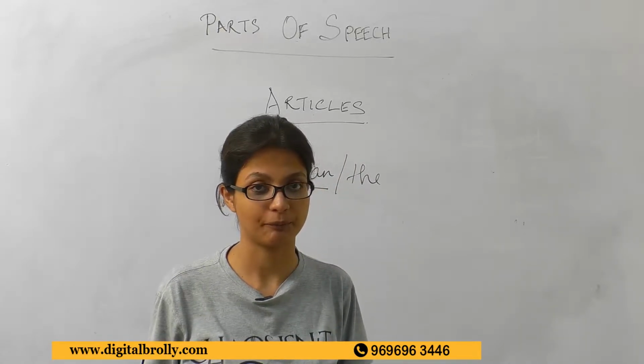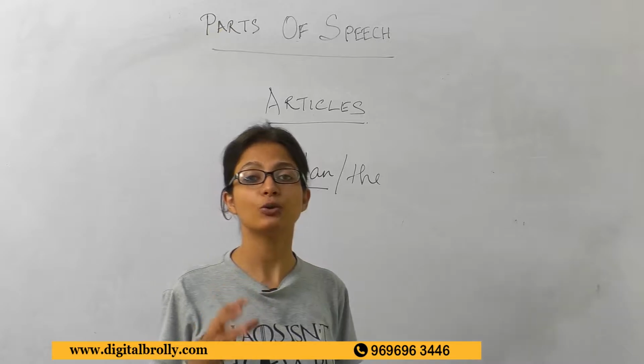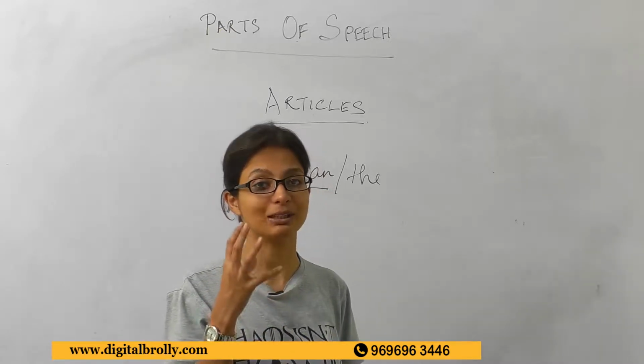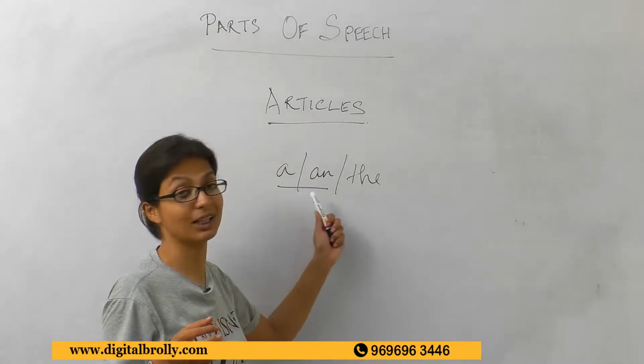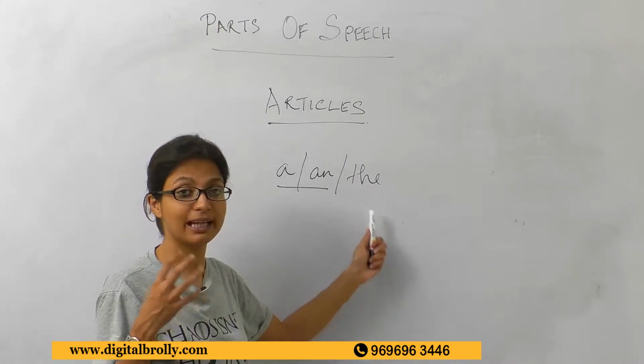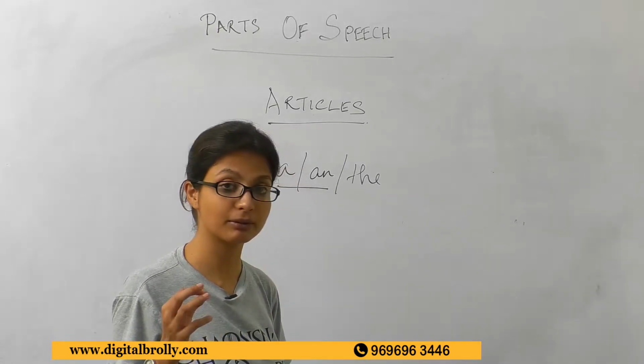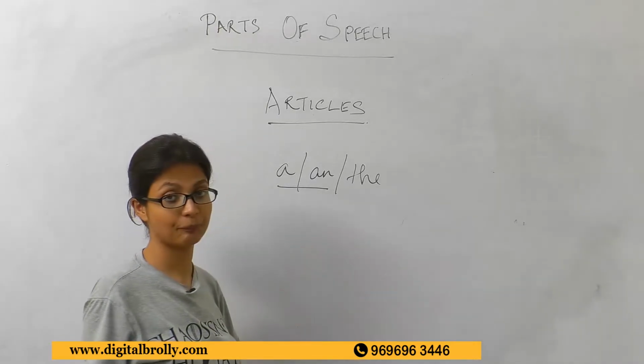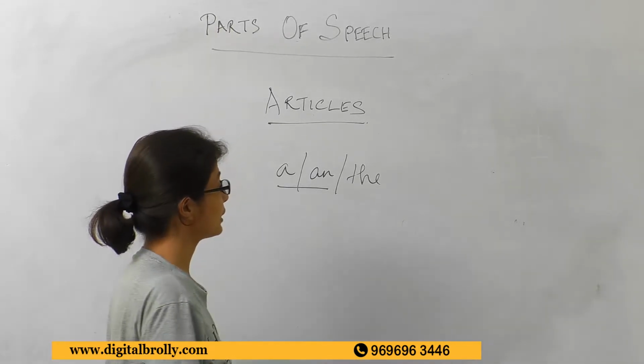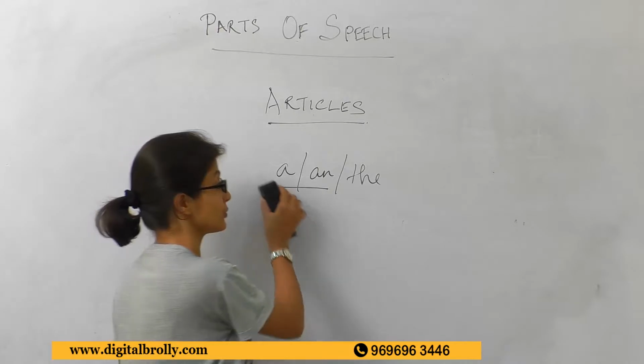So basically, when we do not have a particular noun in mind, we use a or an, and when we have a definite or particular noun in mind, we use the. Now, let us move on to see where is a and where is an used.